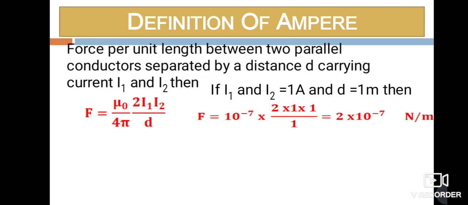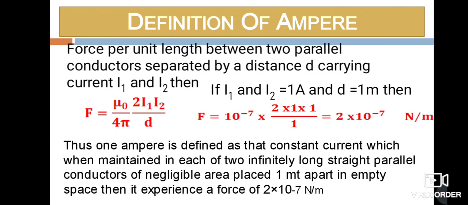That mu naught by 4 pi value is nothing but 10 to the power of minus 7 into 2. I1 is 1, I2 is also 1, divided by d which is 1. So after substituting all the values, we get 2 into 10 to the power of minus 7 Newton per meter.